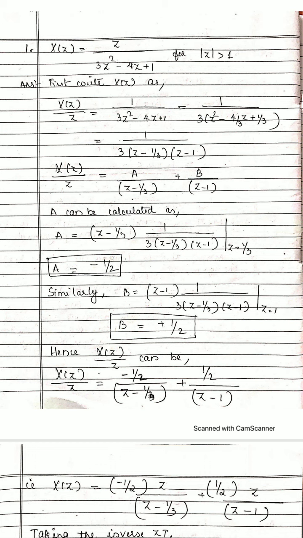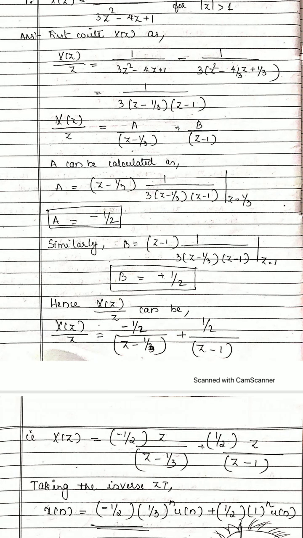That is X of z by z. You can write it as A divided by z minus 1 by 3 plus B divided by z minus 1. It doesn't mean that you must write A, B. You can take any variable, x, y, z, whatever you are comfortable with, you can assign it. And you need to find the values of A and B in the beginning itself, right?